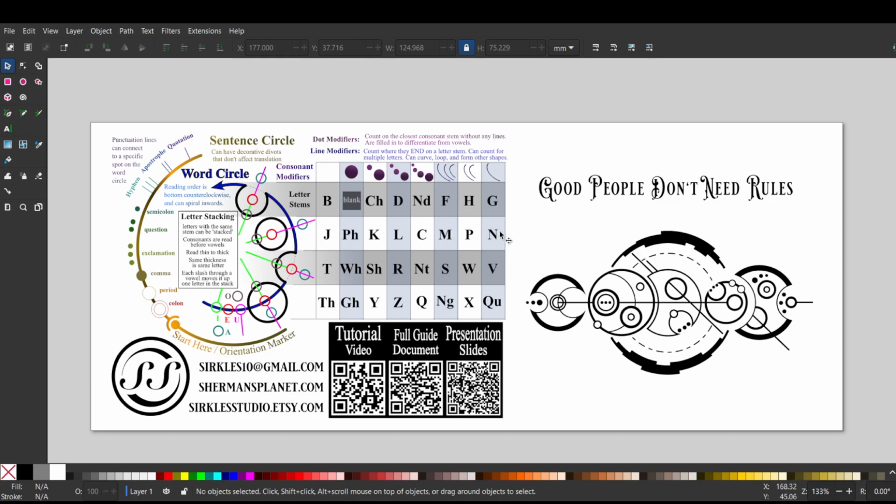So P and L are both in this row, which means you can stack. So letters with the same stem can be stacked, and consonants are read before vowels. You read thin to thick. That's an important rule for this one because we have a thin line here in the middle and a thick line on the outside. So this thin line is the first letter we read. And there's 3 dots with that, so that makes that the L, and then this thick one is the P. And then we have an E. So P-E-O. I have my line thicknesses wrong. This is an L-P-E. I'm going to go fix that.